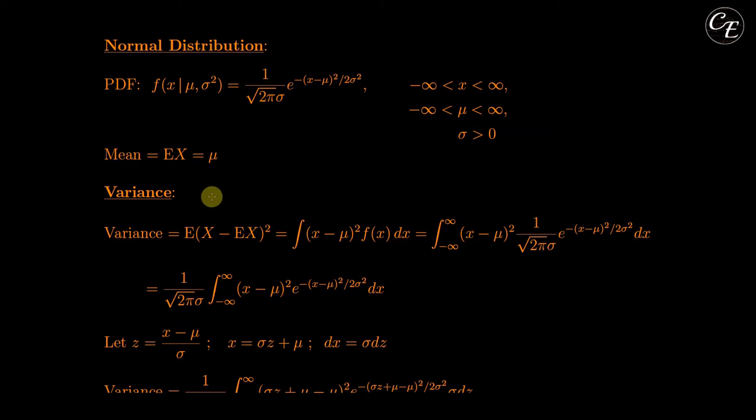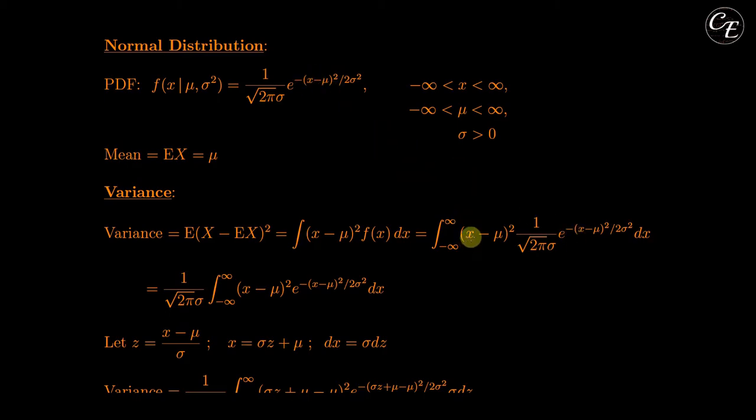Now let us proceed with our derivation of variance. Variance has the formula expectation of the square of x minus expectation of x. And expectation of x is equal to the mean, which we have derived to be mu. So we have mu here. Then this is the integral of x minus mu, squared, times our probability density function, then dx. Then using this as our probability density function, we have this from here.